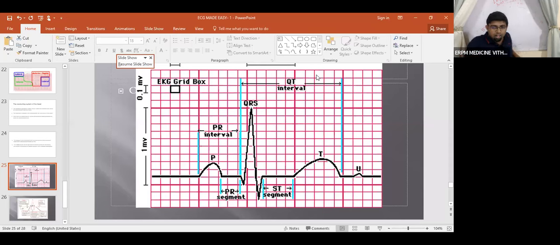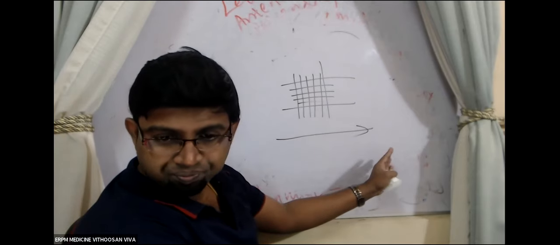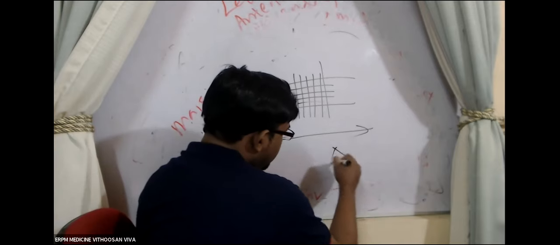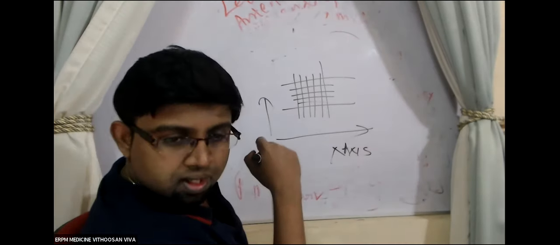So when the paper is running like this, look here. I'll discuss in the next class properly. What is this axis in maths? X-axis. This is the x-axis. What is this axis? Y. This is the y-axis.